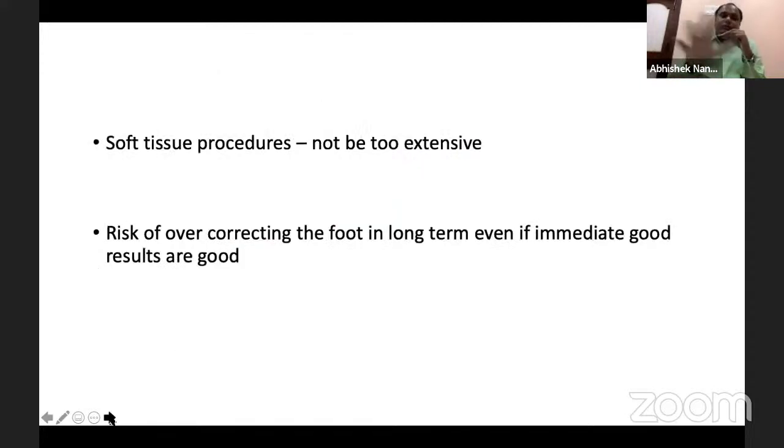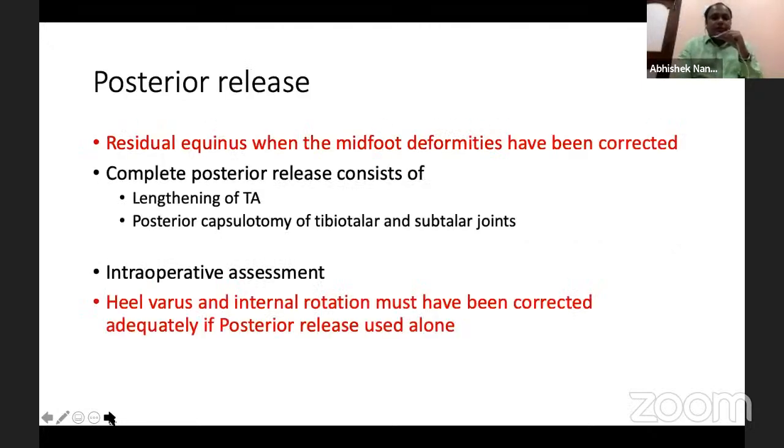So the soft tissue procedure should not be extensive, because of the risk of overcorrection. If it is an isolated equinus deformity, or in an older child or some complex CTEV, the Achilles tenotomy alone might not suffice. So we have to do a lengthening or a posterior capsulotomy. Intraoperative assessment: heel varus and internal rotation are taken care of by posterior release.